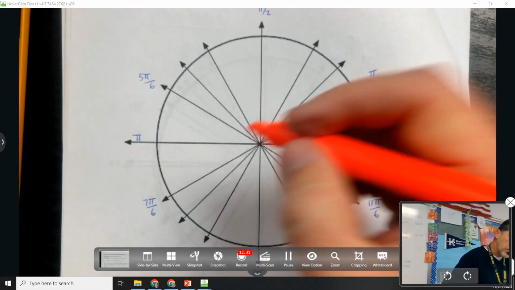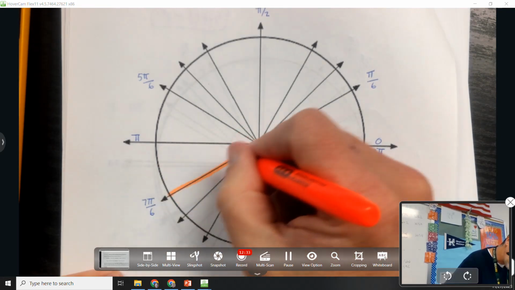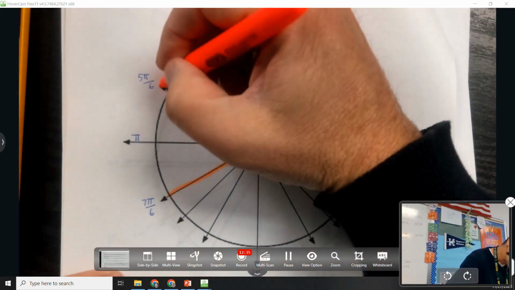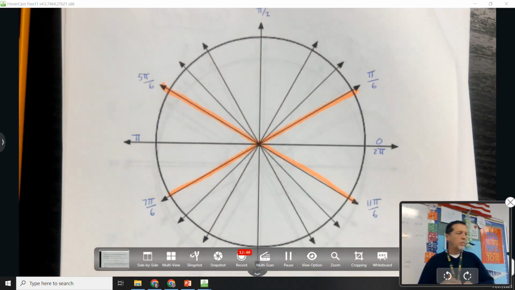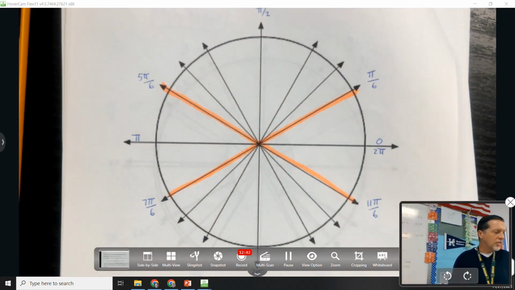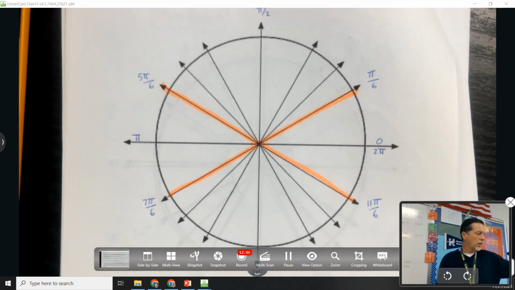I think we did this once already, but let's do it again. All my over 6s are the shallow angles. So if you got 3 colors of highlighters, that's great. If not, no big deal. Share with a neighbor.